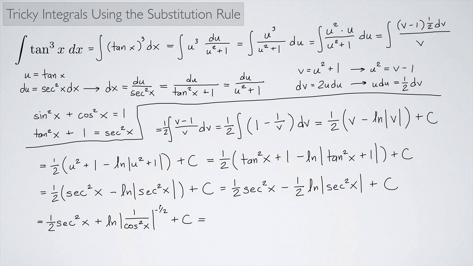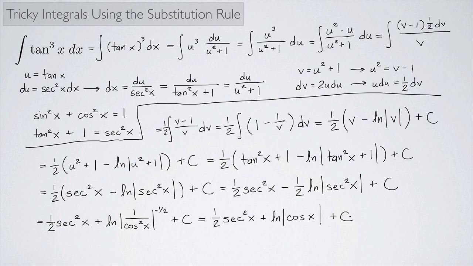Cosine squared, and then this is really a square root, and it's minus, so that's going to flip it. There's a lot of algebra here, but I think if this ends up working, this is 1/2 secant squared x, and then that ends up flipping the cosine and square rooting it, so this becomes a natural log of just a plain old cosine of x. And then I have my constant.